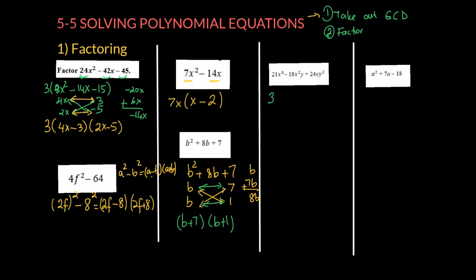So I'm going to take out the 3 first. Also, the first term has x cubed. The second one is x squared. The third one has x in it. All of them have x, so we can take one out too.